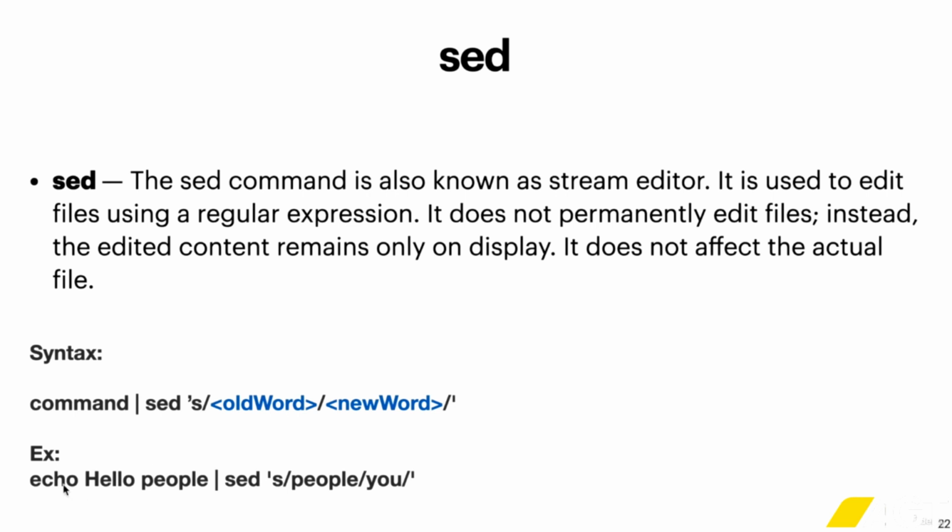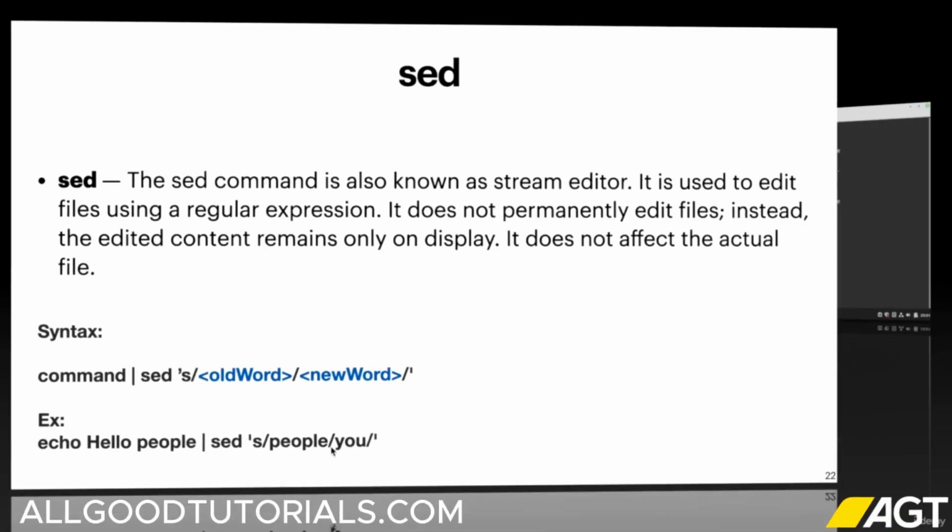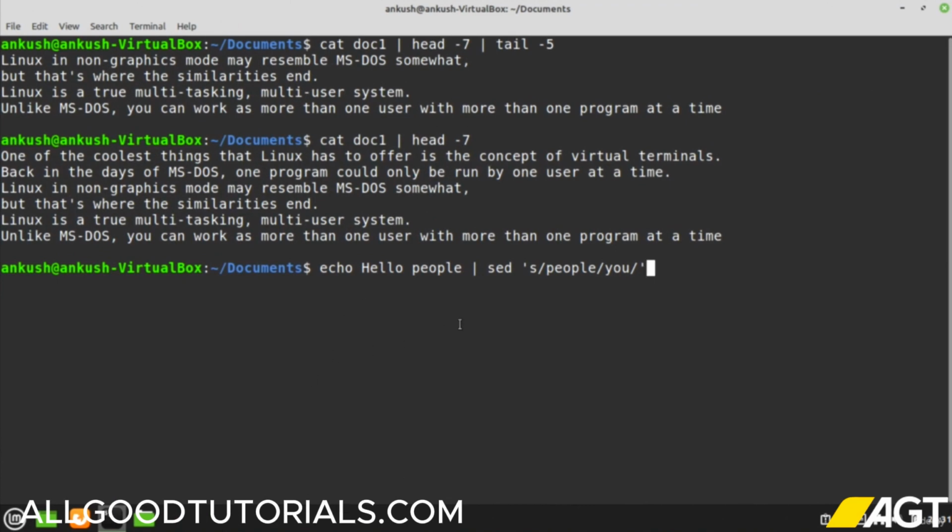So let's say I'm printing hello people, and I want people to be changed to you. I can just use this command: echo hello people, SED people replaced by you. So I am printing hello people and replacing people in this command with you. Let's just print it. You can see it is giving an output of hello you. If I would just have echo hello people, it would have printed hello people. So it was just an example. You would not actually use it like this, but we can print out a file and change things inside of that file using this command.